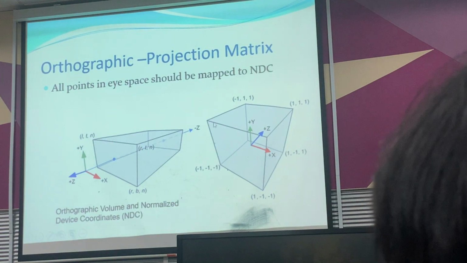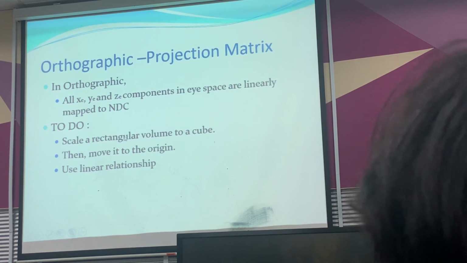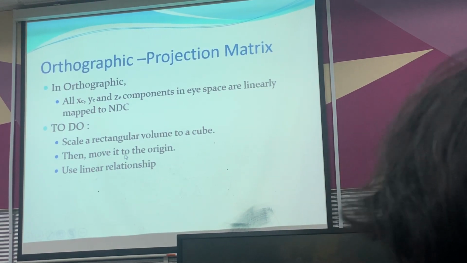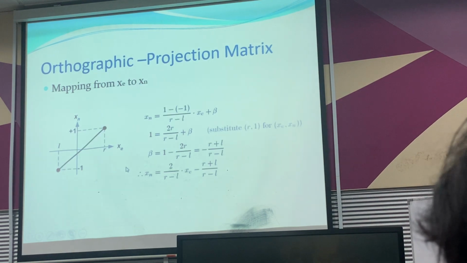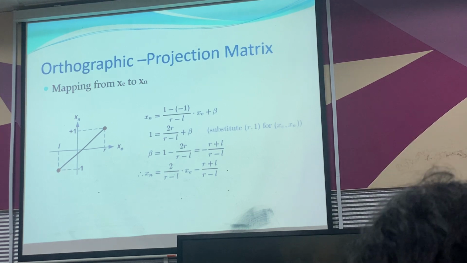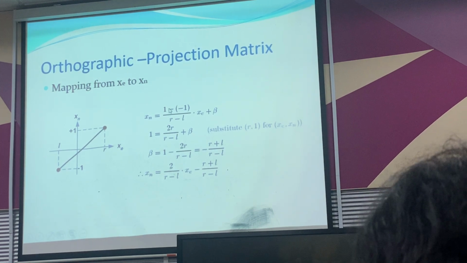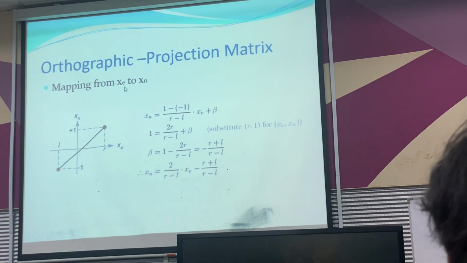Okay, this one. So if you want to move, what you can do is scale the rectangular volume to the cube, then move it to the origin and use the linear relationship to do the NDC normalization, to get your normalized coordinates from your eye coordinates.